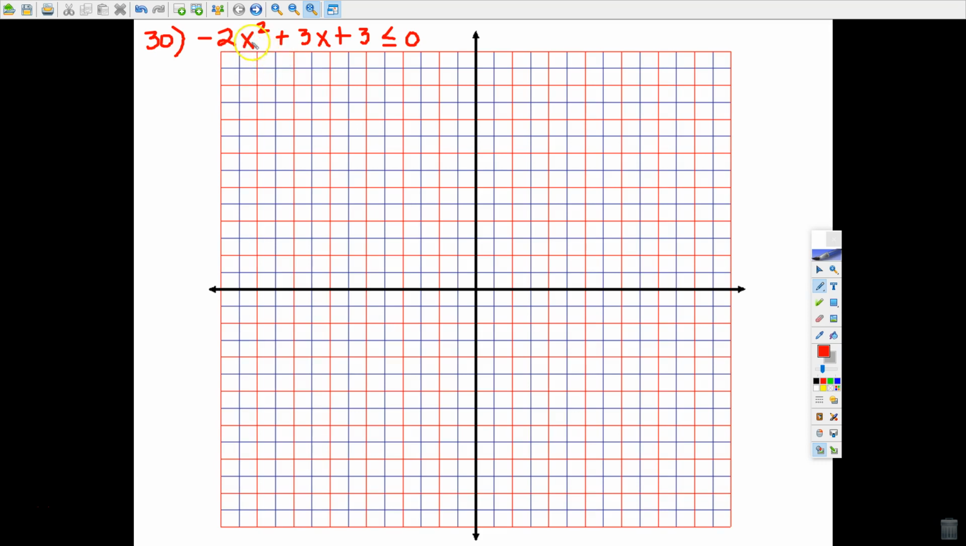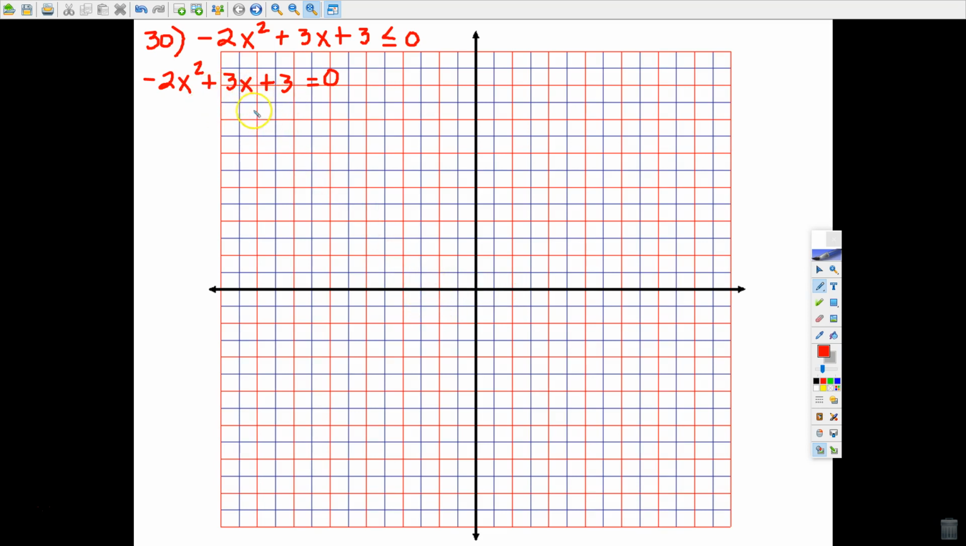This does not factor, so I need to find the x-intercepts. I need to find the solutions to this quadratic equation. So I'm just going to set this inequality temporarily equal to 0 because technically we solve equations for x, and when we get those solutions, those numbers, if there are real number solutions, they represent x-intercepts for the graph.